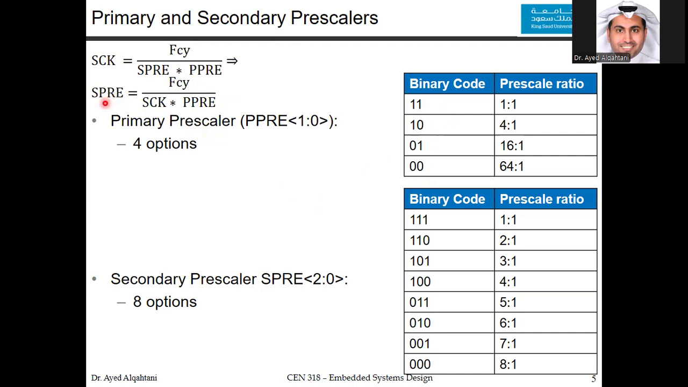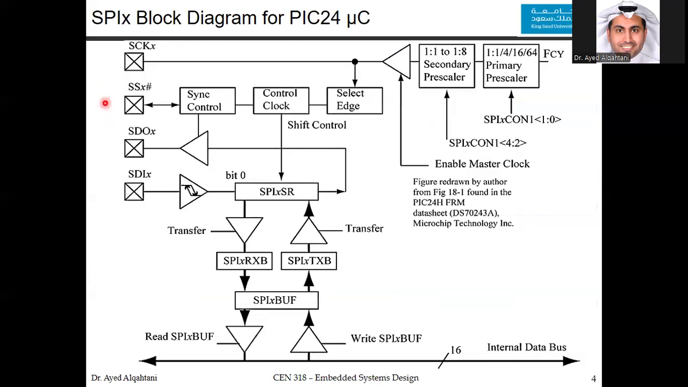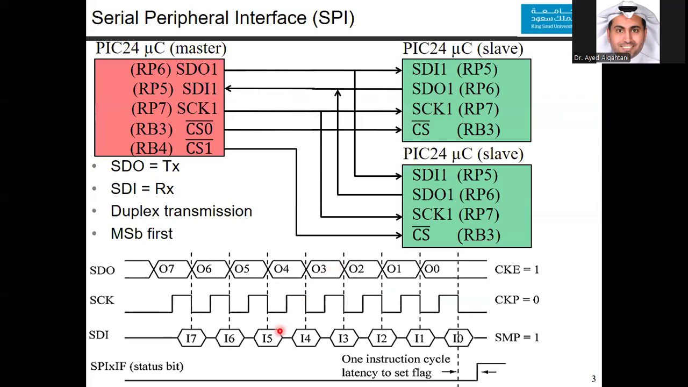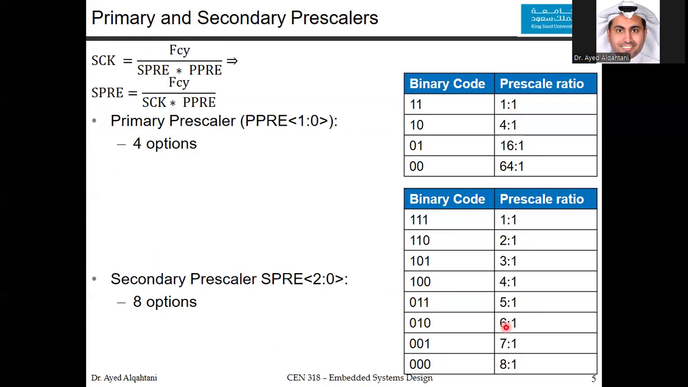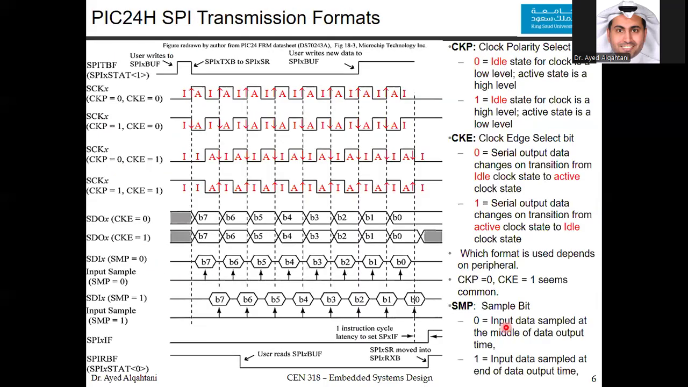Now, at this point, we need to figure out the other bits. We said earlier that this timing waveform is just an example based on some choices: clock edge, clock polarity, and the sampling. So to understand all kinds of waveforms, what kind of setups we can make, we should look at these SPI transmission formats. So for the clock polarity and the clock edge, let's define them first.